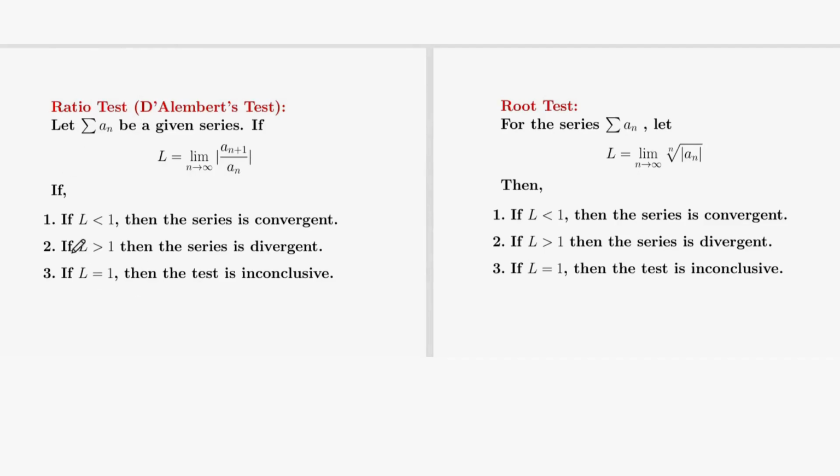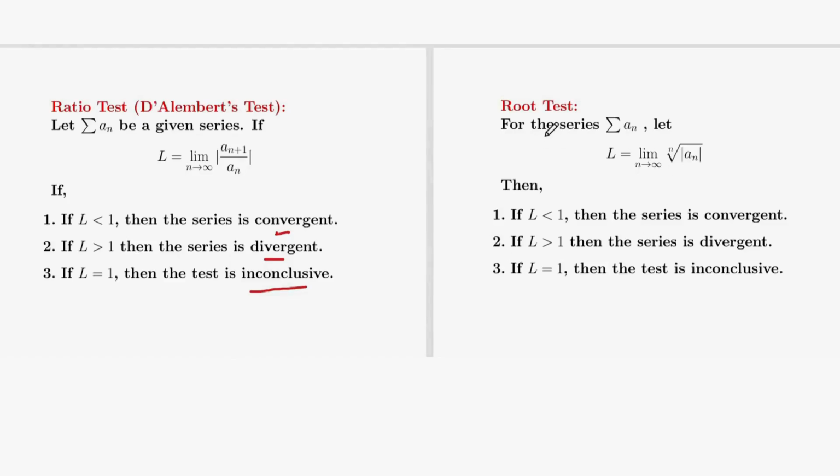If L is less than 1, then the series is convergent. If L is greater than 1, then the series is divergent. And if L equals 1, then the test is inconclusive. Test is inconclusive means we cannot say anything about the convergence or divergence of the series from this test. So if L equals 1, we cannot draw any conclusion about the series.